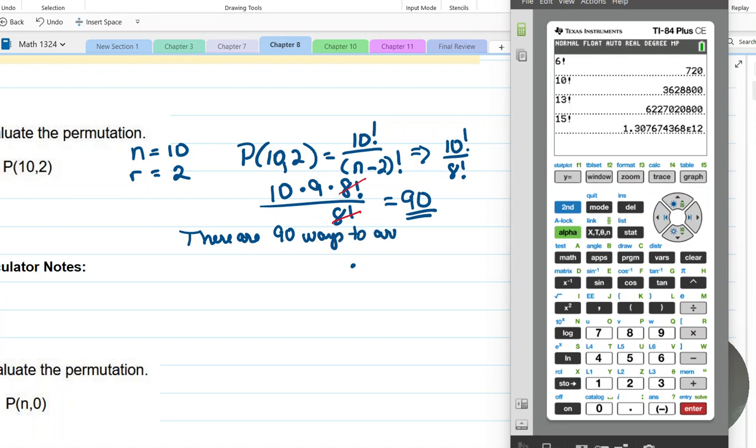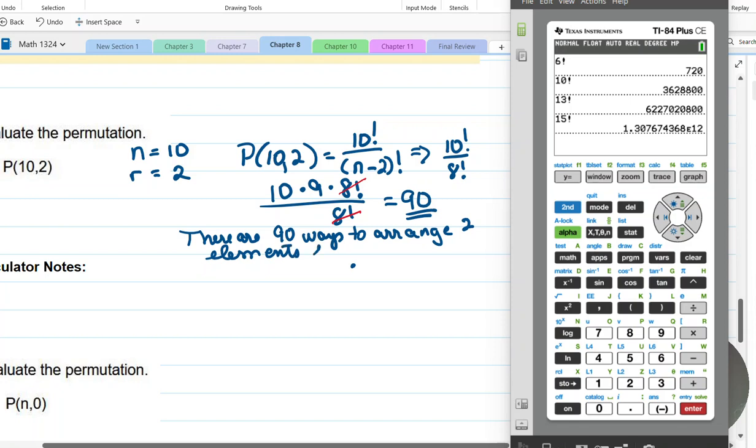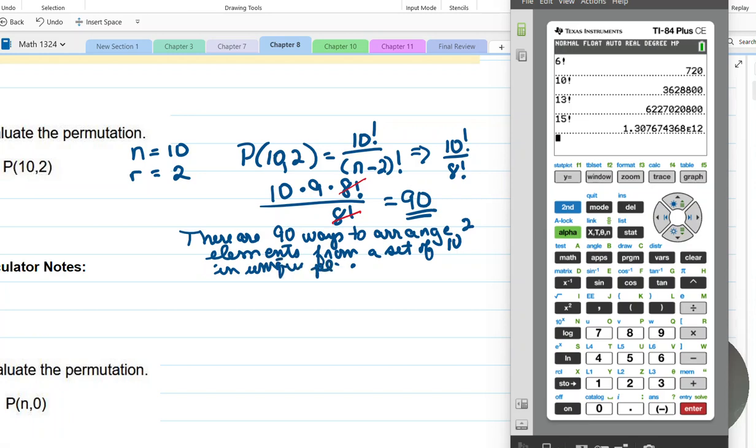To arrange two elements from a set of 10 in unique placement.